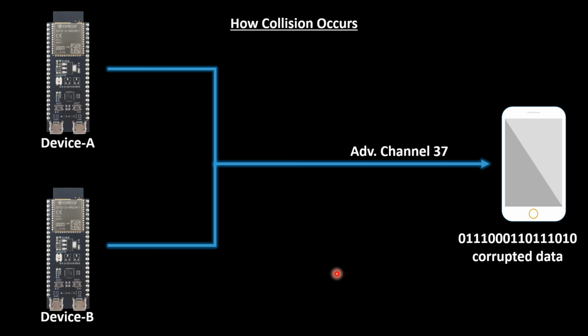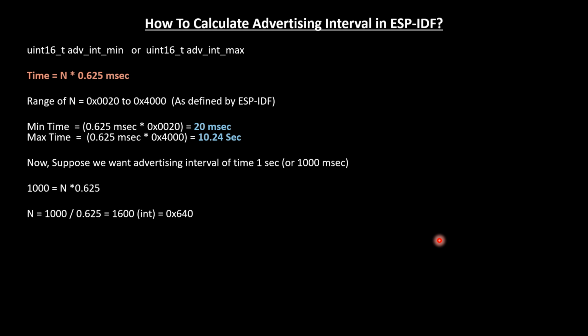To overcome this, the random advertising delay that we saw is added after the advertising interval. Even after having the random advertising delay, there is a possibility that both devices can transmit at the same time on the same channel, but the probability becomes less. Now let us see how to calculate the advertising interval in ESP-IDF.